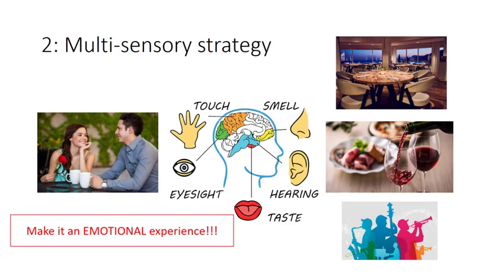Another mnemonic is called the multi-sensory strategy. Because different sensory information is encoded by different parts of the brain, the more parts of the brain you try to activate when you're remembering the same concept, the more likely that at least one part of the brain will remember this concept in the future.